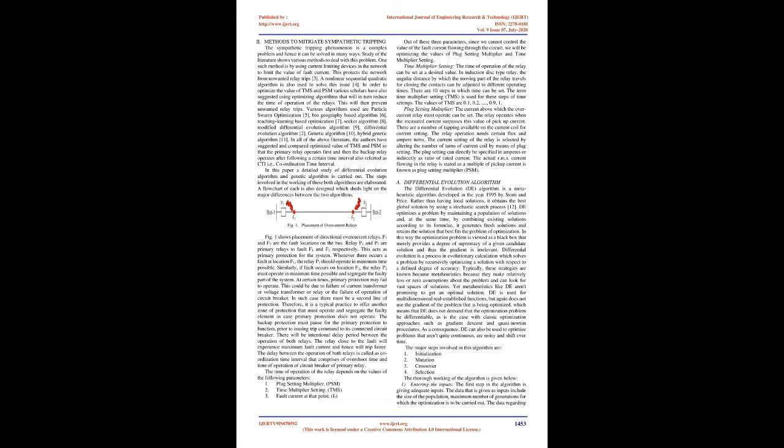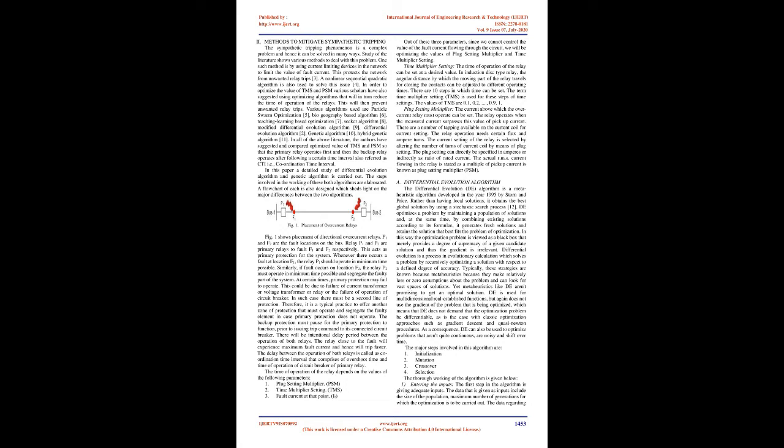The occurrence of sympathetic tripping takes place in the following cases. Case 1: the backup relay or another relay operates before the primary relay. Case 2: another relay operates even before the backup relay. Both of these cases cause de-energization of healthy lines, which is unacceptable.